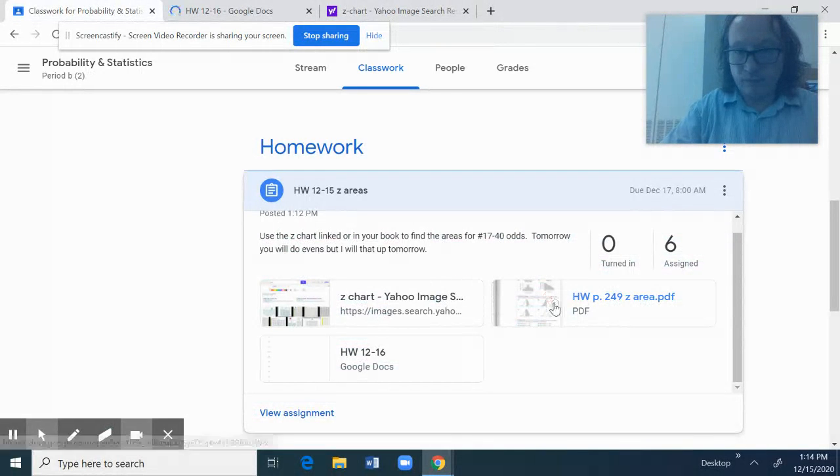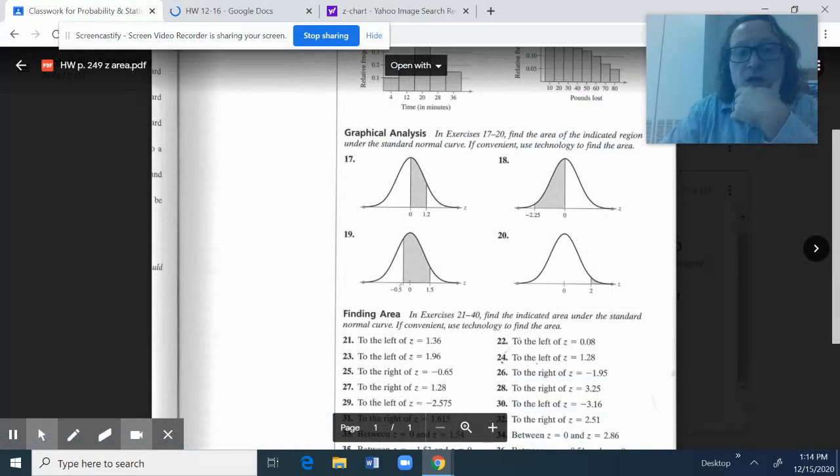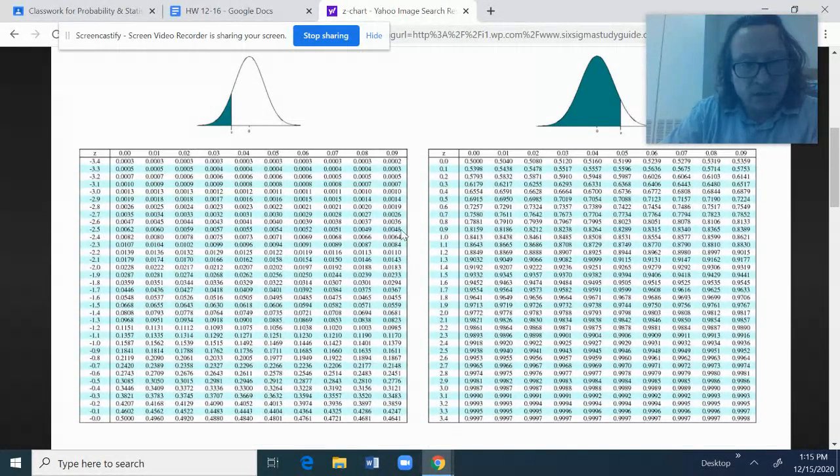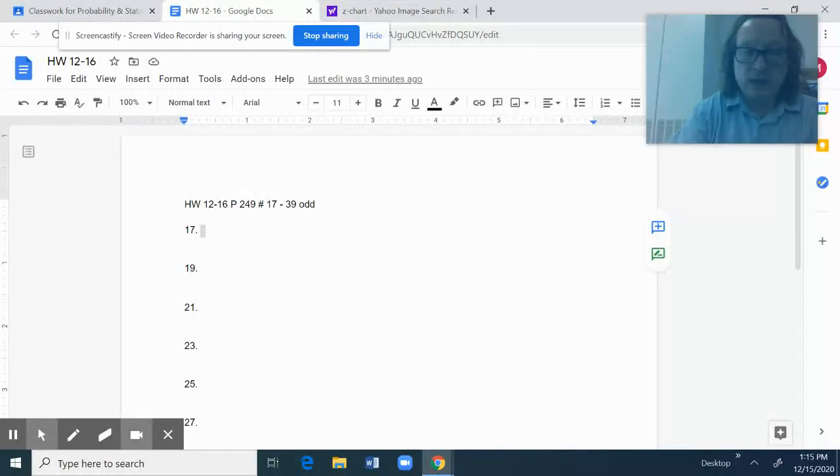Here's my Z chart, and here are my questions. Again, we want the area to the left of Z equals 1.36. That's the first question. It's not negative, so I'm not using these. Notice these are all the negative ones. I want 1.36, so I'm going to look for 1.3, and then 6 is in the hundredths. This gives me the area to the left of it, so I would put 0.9131. Anything to the left, you just look up the number.